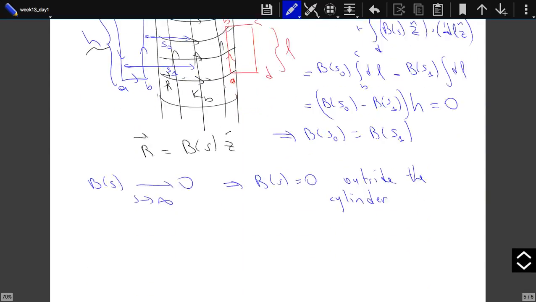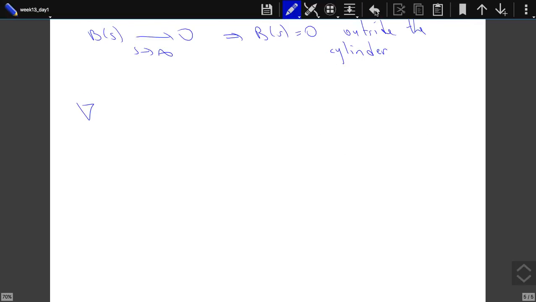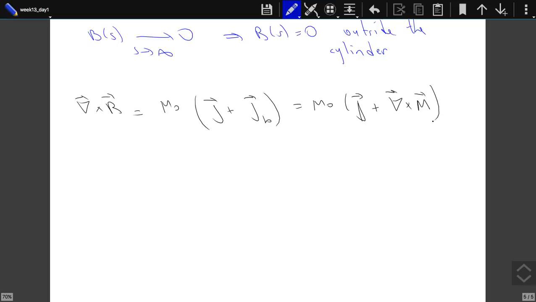So let's look at the curl equation. So what became of that? We know that curl of B was equal to mu 0 times J plus JB, the bound current density, if there is a magnetization in our system, which is mu 0 times J plus the curl of M. Curl of M is the bound current.